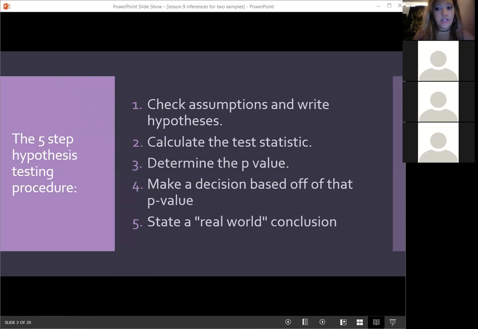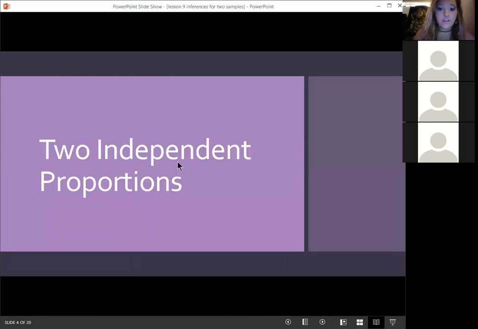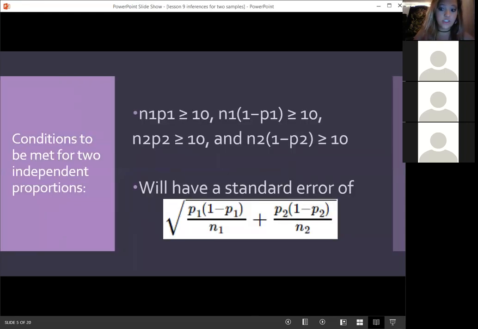So first one, we're going to check our assumptions and write our hypotheses. Then we're going to calculate our test statistic, which will be different for each one. Remember we have Z for proportions, T for means, that kind of thing. Then we're going to calculate our p-value based upon that test statistic. Then lastly, we will make that decision based off the p-value in order to state a real-world conclusion as to what that means in real life. So those are 5 steps that you'll see us go over and over again throughout these different procedures.